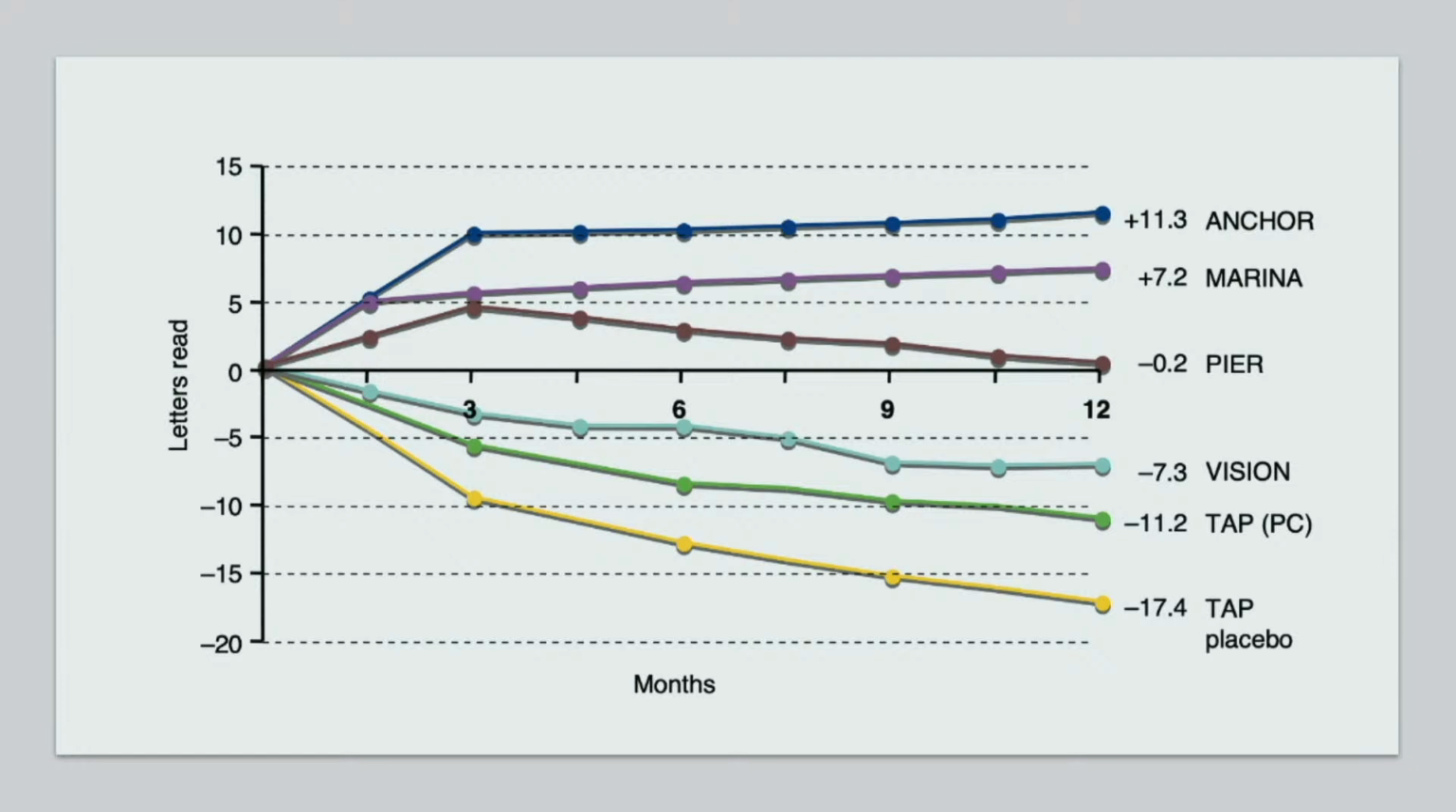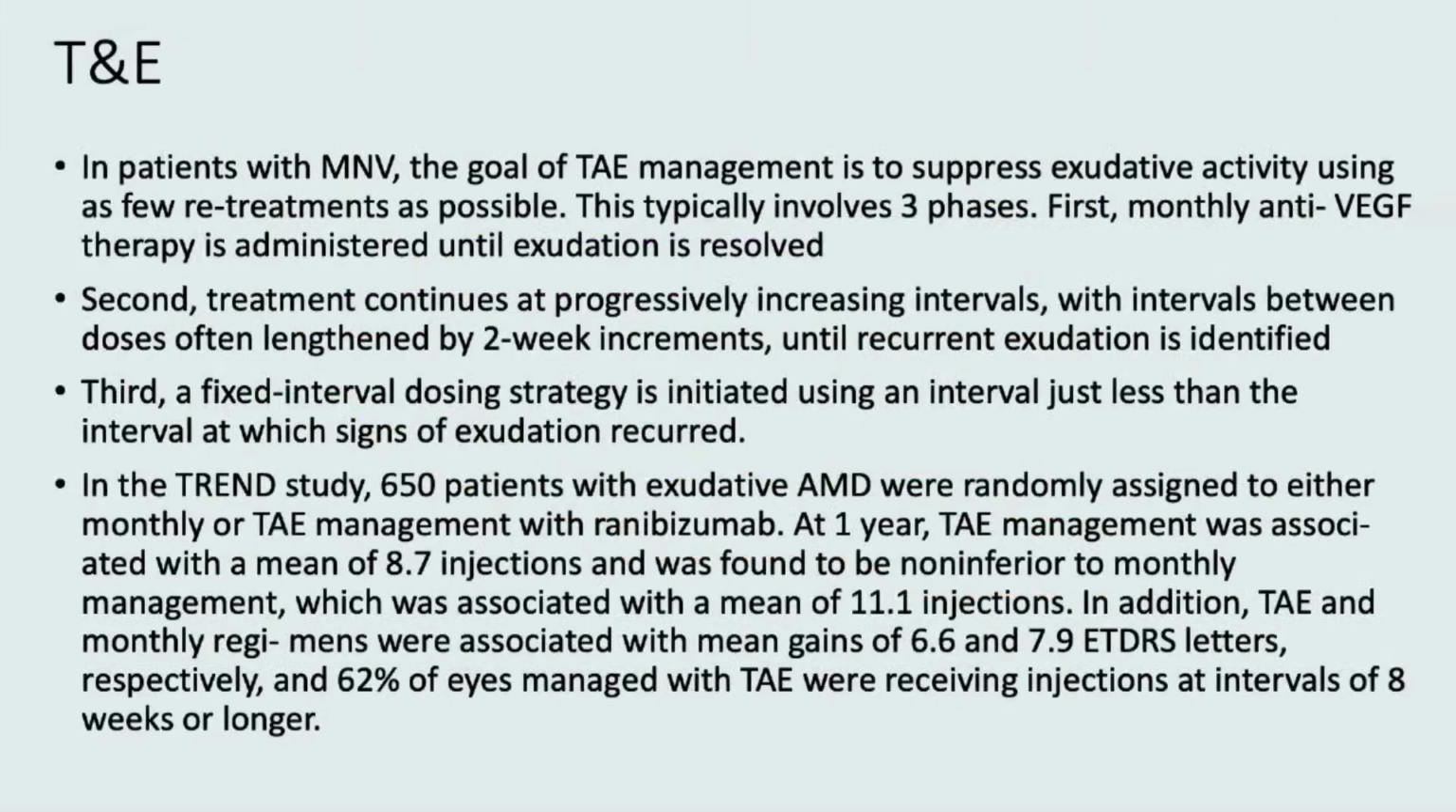So the results of the PIER trial were that in ANCHOR and MARINA, there was a visual gain of about 8 to 11 letters, but in PIER it did increase in the first 3 months, but then it started declining. So it followed a trend just like verteporfin PDT and the pegaptanib group. So by this level, I think we've established that monthly ranibizumab treatment is the only one which will give you vision. So that is one to be pursued.